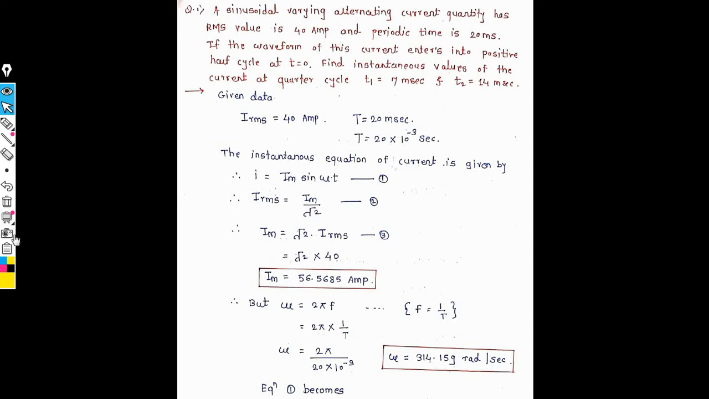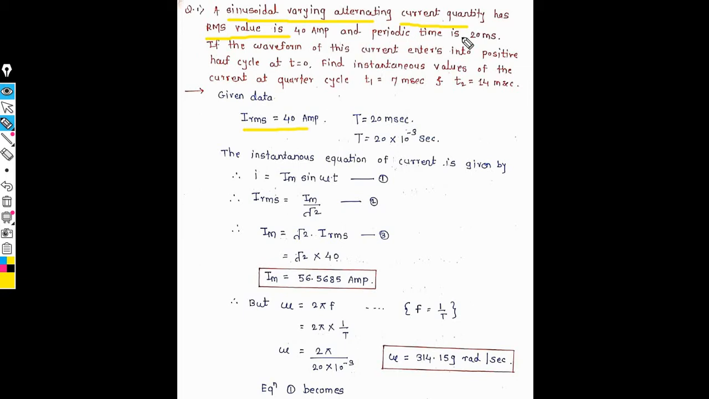Instantaneous value. Okay, now this is a problem based on AC fundamentals. The sinusoidally varying alternating current quantity has an RMS value, that is I RMS, of 40 ampere.